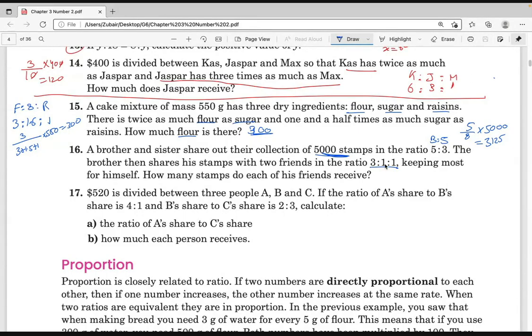And how much does each friend get? He's getting 1 out of 5 of 3125.